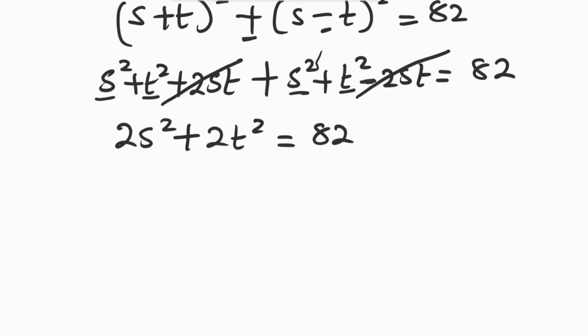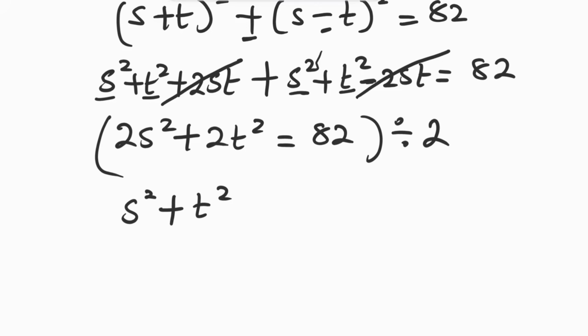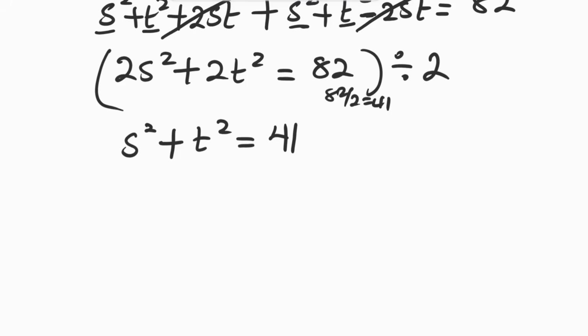So we can divide both the left and right side of the equation by 2. We have s^2 + t^2 = 41, because 82 divided by 2 will give us 41.